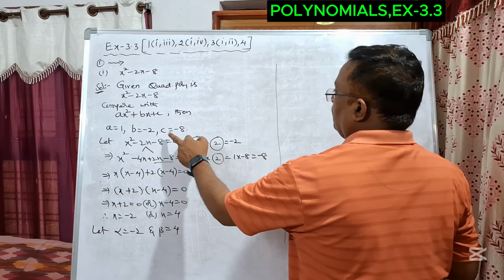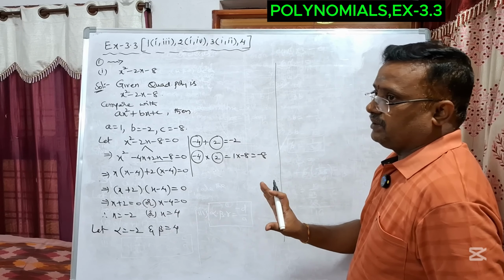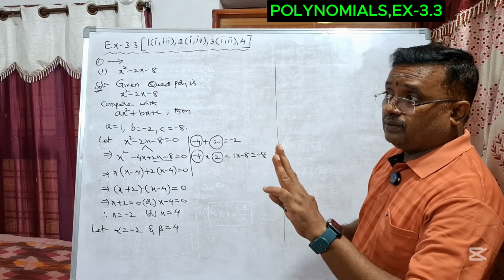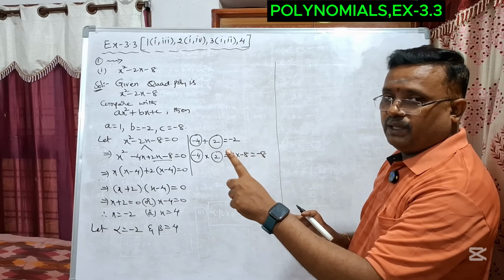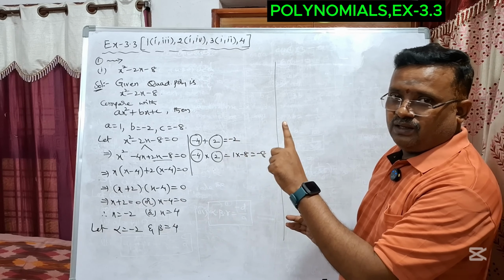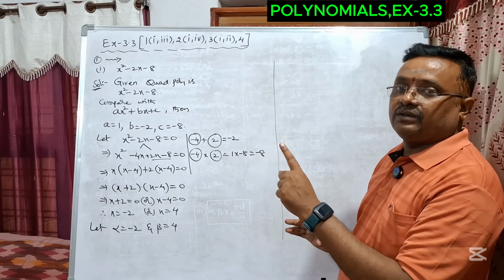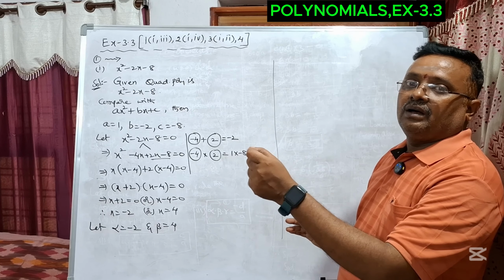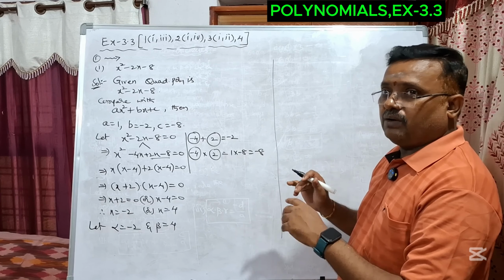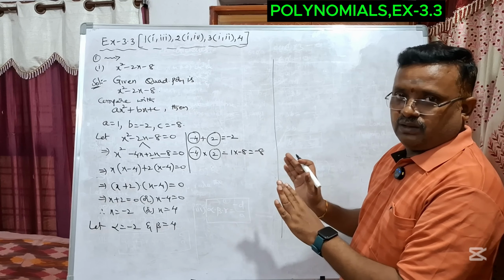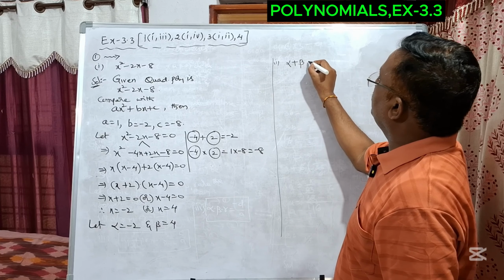Now we got the zeros and coefficients. They are asking to check the relation between the coefficients and zeros. How do we check? According to the formula, two processes are there. Alpha plus beta equal to minus b by a is the sum of the zeros of the quadratic polynomial. We have to check that formula. And alpha into beta equal to c by a is the product of the zeros of the quadratic polynomial. We have to check that one also. Checking means don't take LHS equal to RHS. We have to check whether LHS equal to RHS or not.